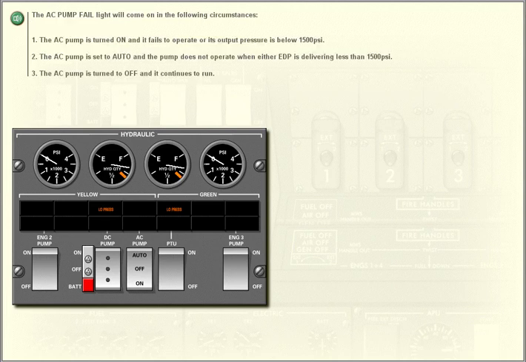The AC pump fail light will come on in the following circumstances. 1. The AC pump is turned on and it fails to operate or its output pressure is below 1,500 psi. 2. The AC pump is set to auto and the pump does not operate when either EDP is delivering less than 1,500 psi. 3. The AC pump is turned to off and it continues to run.